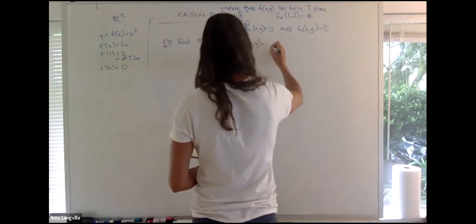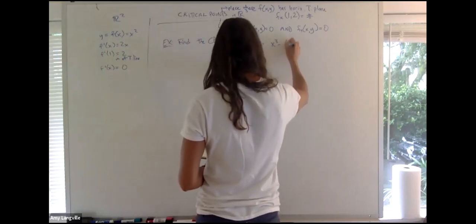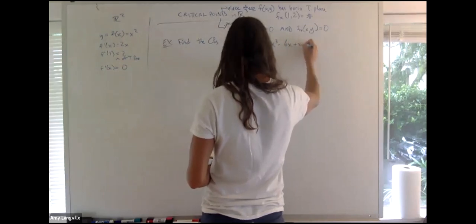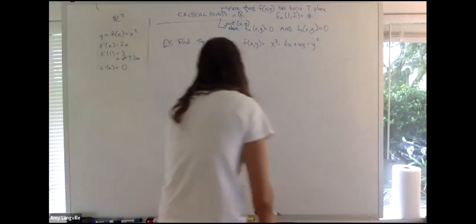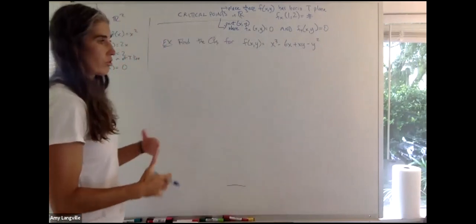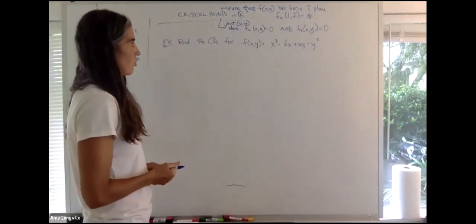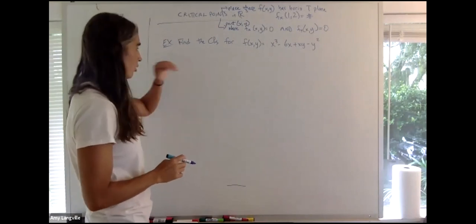f(x, y) equals x cubed minus 6x plus xy minus y squared. Okay, so I tried to pick ones that aren't shown in your journal, so then you have plenty of other examples to go through as you read your journal. Find the critical points for this function.